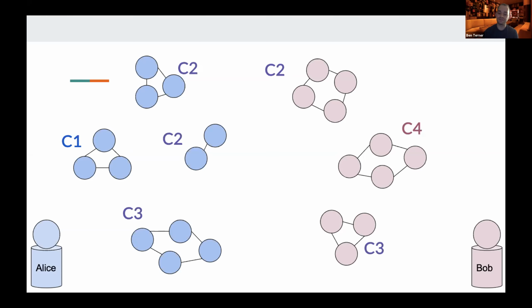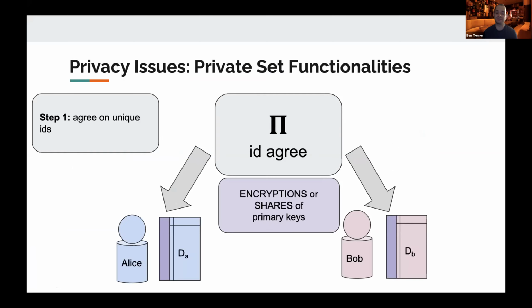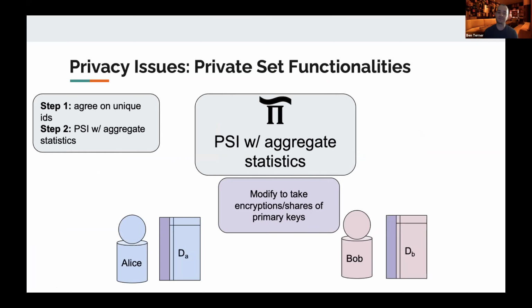Okay, and this is an important observation, and the observation tells us that whenever you have an ID agreement protocol to really set up these primary keys that you're later going to use for set intersection, first you have to output encryptions or shares of the primary keys. And we do want to output these intermediate values so that you can reuse them again and again for subsequent PSI protocols, right? And then the subsequent PSI protocols, whenever you're going to compute different aggregate statistics over your join, they're going to take encryptions or shares of the primary keys that you computed.